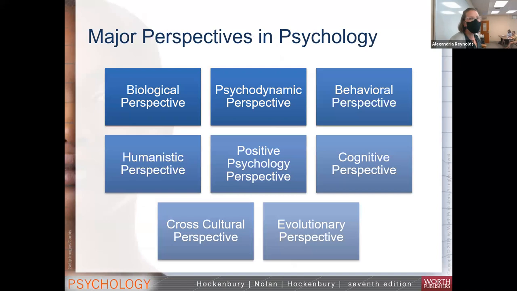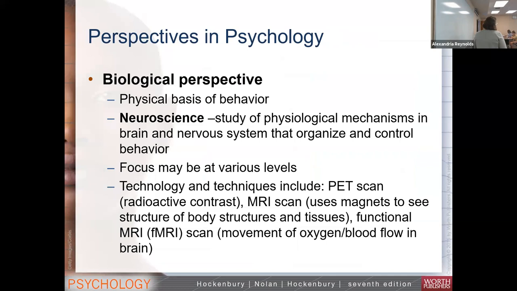So here are some of the major ones. And again, you can overlap in any of these based off of your viewpoint, which ones you like, which one you kind of relate to, the topic you want to study, the training that you have, and where your interest lies. So we're going to go through each one of these individually so that you can have an idea of what they do, okay? So the first one we're going to talk about is the biological perspective, which is all about the physical basis of behavior. So this would be like where neuroscience is housed, okay?